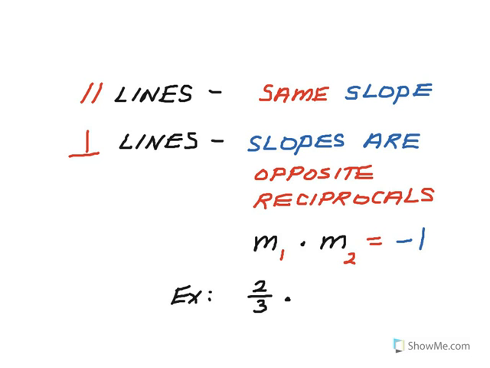So as a quick example of that, if I have one line that has a slope of 2/3, what will be the slope of the line perpendicular to that line? Well, it's going to be the opposite of the reciprocal of 2/3. So it's going to be a -3/2. And notice that when I multiply these two together, I do get -1.